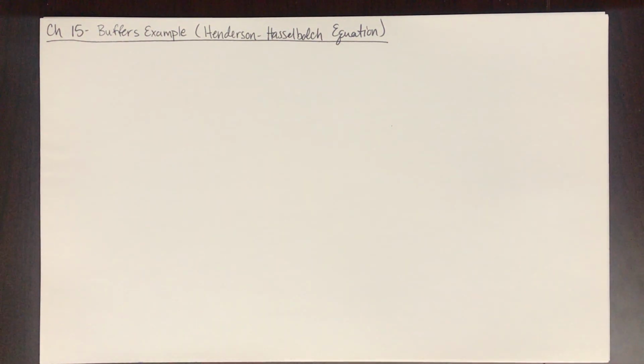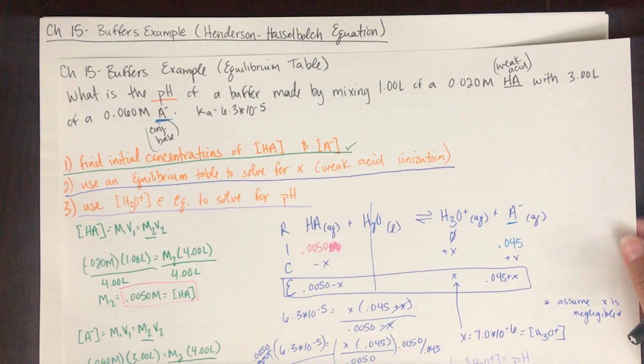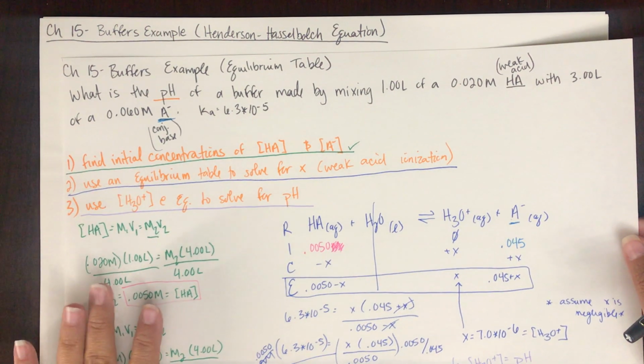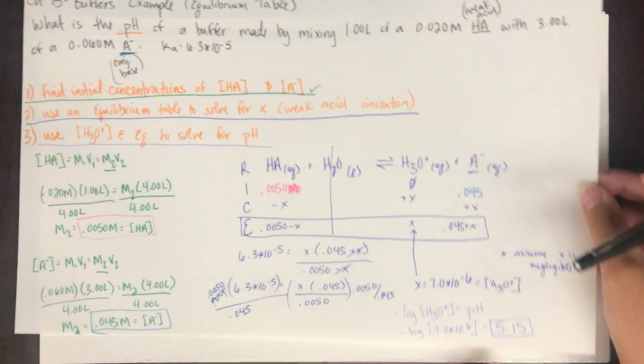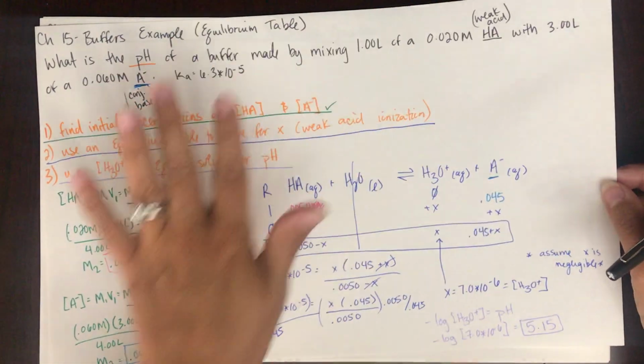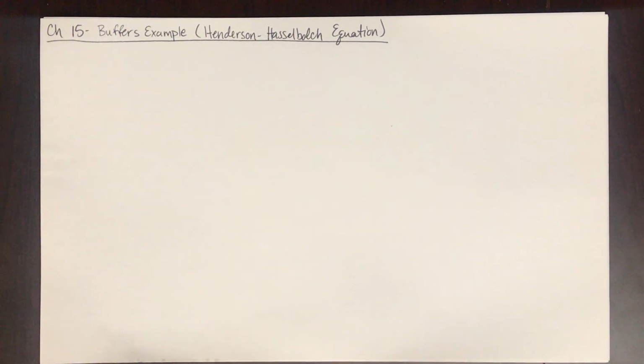All right, so let's look at buffers and solving calculations with buffers using something called the Henderson-Hasselbalch equation. We just did an example of a buffer calculation using an equilibrium table. We were able to solve for the pH by solving for the initial concentrations to go in our equilibrium table and solve for the pH. So you can always use this approach to solve these problems. I'm going to show you another approach.